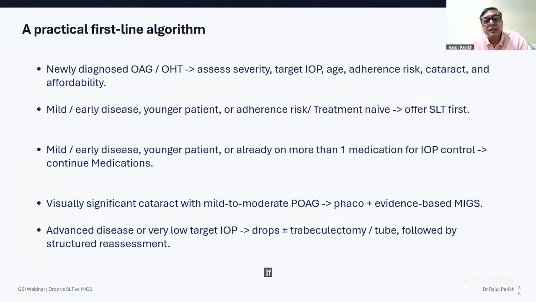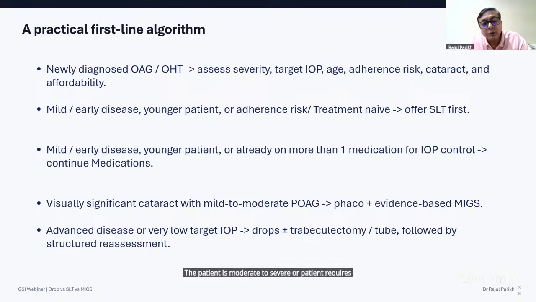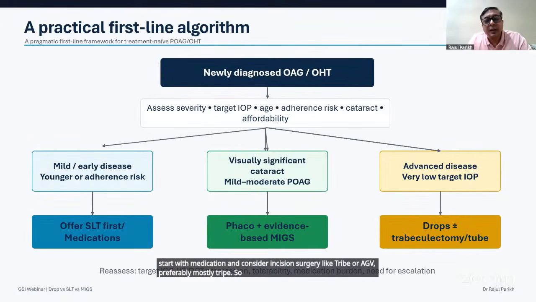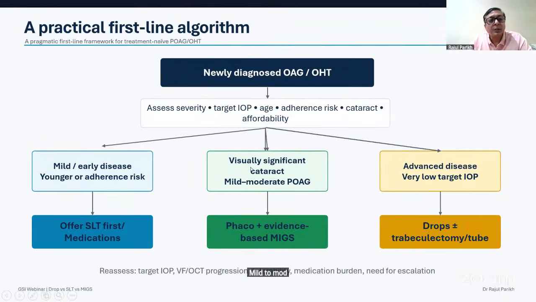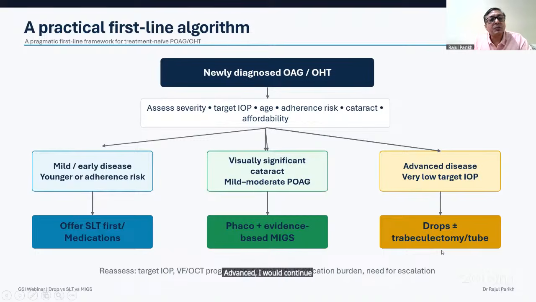If the patient has a visually significant cataract with mild to moderate POAG, I would consider cataract surgery with MIGS, and there are various options available. I am not going to talk about them. If the patient is moderate to severe or requires a low target IOP, I would start with medication and consider incision surgery like trabeculectomy or AGV, preferably mostly trabeculectomy. So this is how my graph works. Mild to moderate, young patient: SLT, I would offer as a first line, or medication. Visually significant cataract, mild to moderate POAG: phaco with MIGS. Advanced: I would continue drops, plus or minus trabeculectomy or tube as and when required.